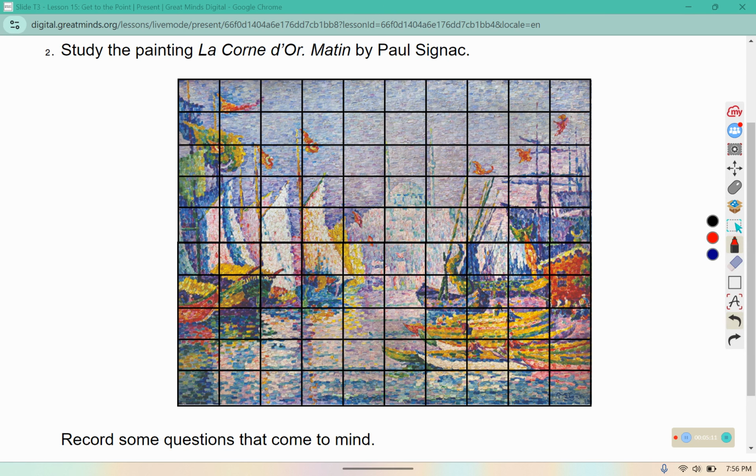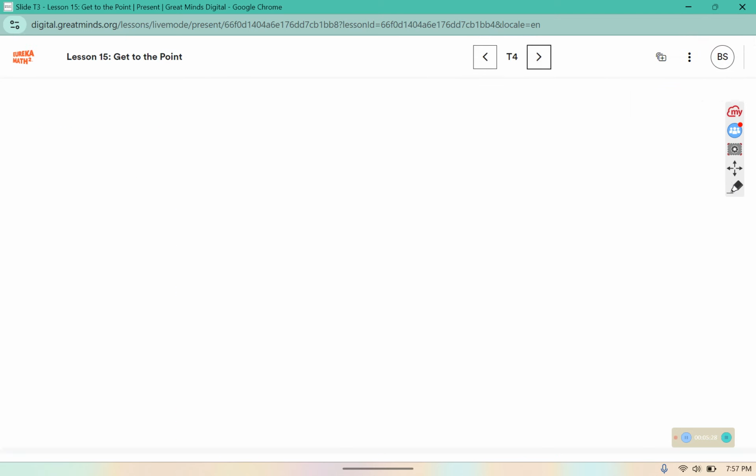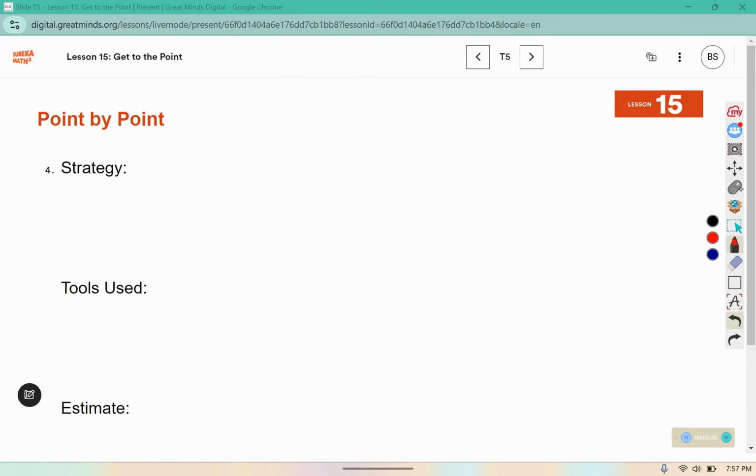I counted approximately 190, but there are 100 boxes, so that is 19,000 as my estimate. Or you could write that as 1.9 times 10 to the 4, because we would move that decimal 4 spots.